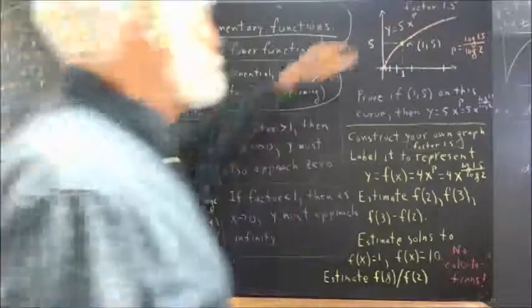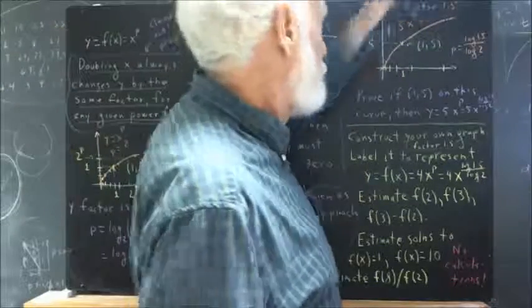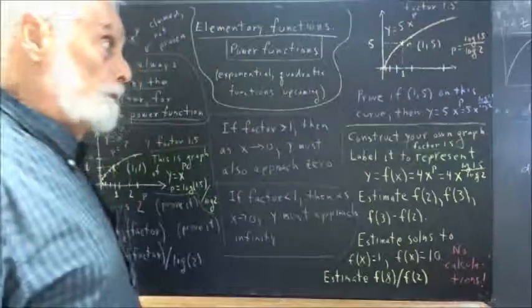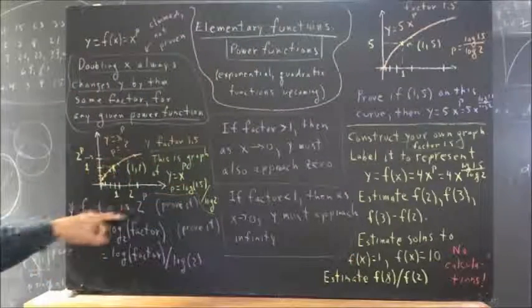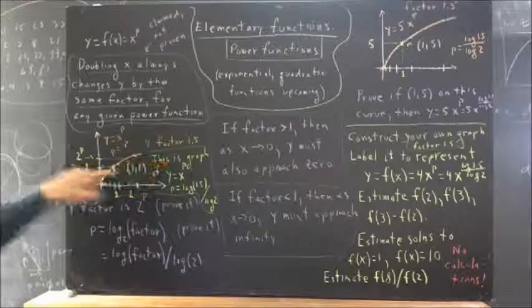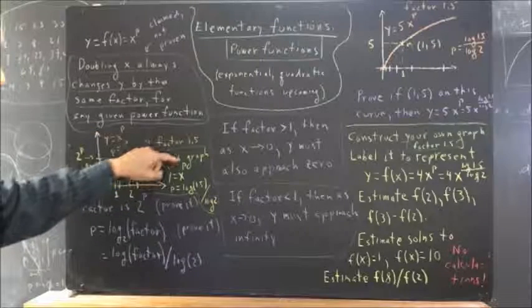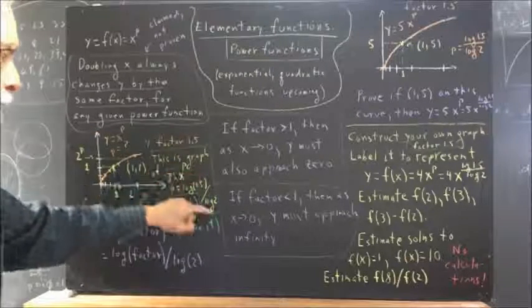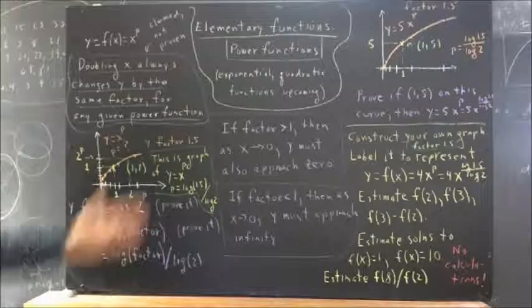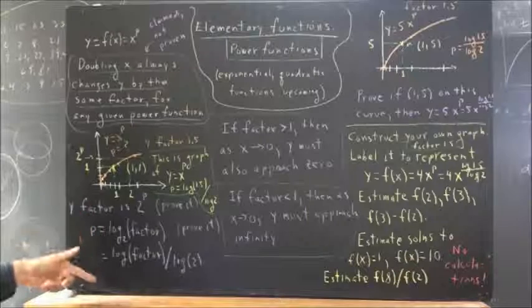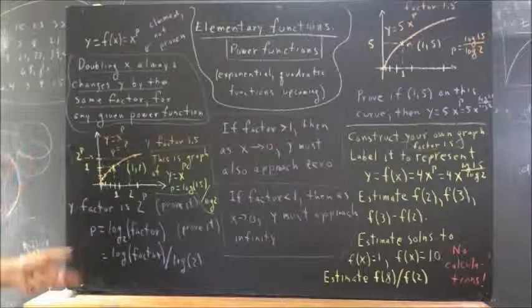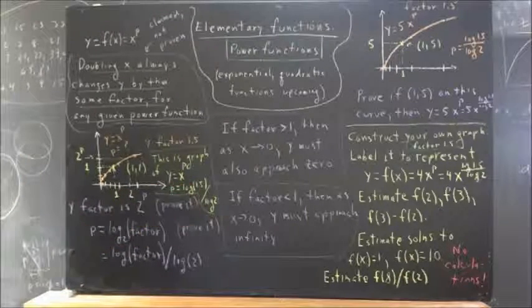Okay. Now here's our factor 1.5 graph again. And I've noted over here, now in green, that this is a graph of y equals x to the p, where p is log of 1.5 divided by log of 2. That follows from what we say here, whether you understand it completely or not. You can accept it. You can calculate the value of p, as I've said.